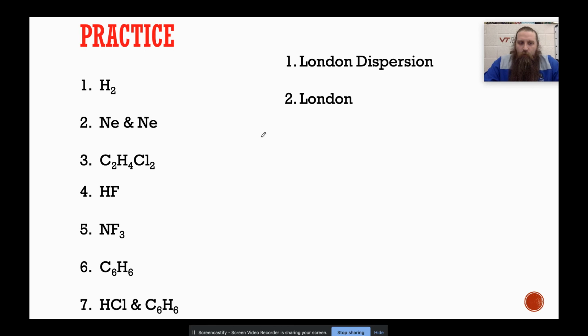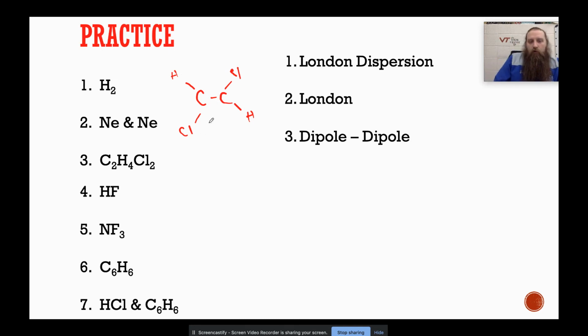C2H4Cl2. All right, this is a complicated looking molecule. C2, probably looks something like this. All right, does it look polar? Can we draw it out and look at it? Yeah, all right, dipole, dipole, okay? The Cl, the chlorine, is definitely going to take away from our molecule. It could also look like this.